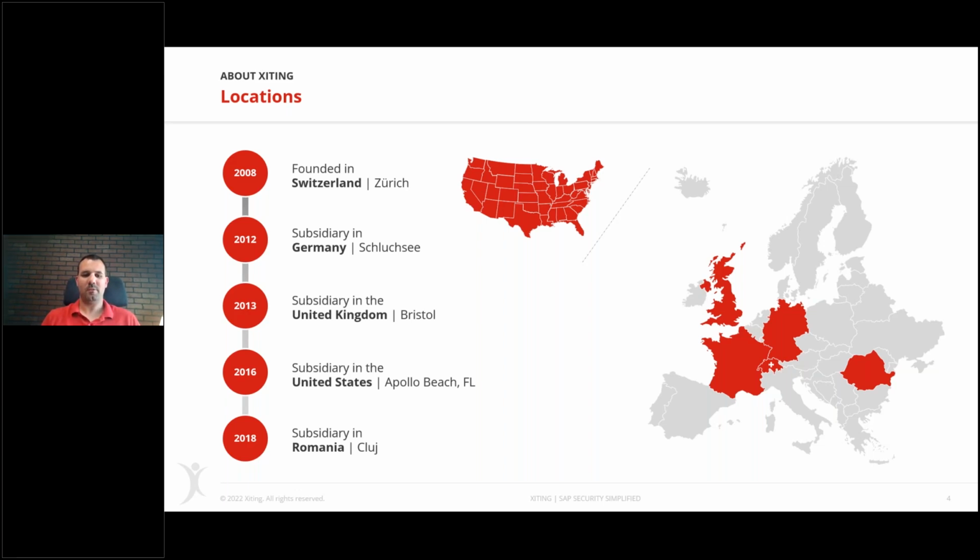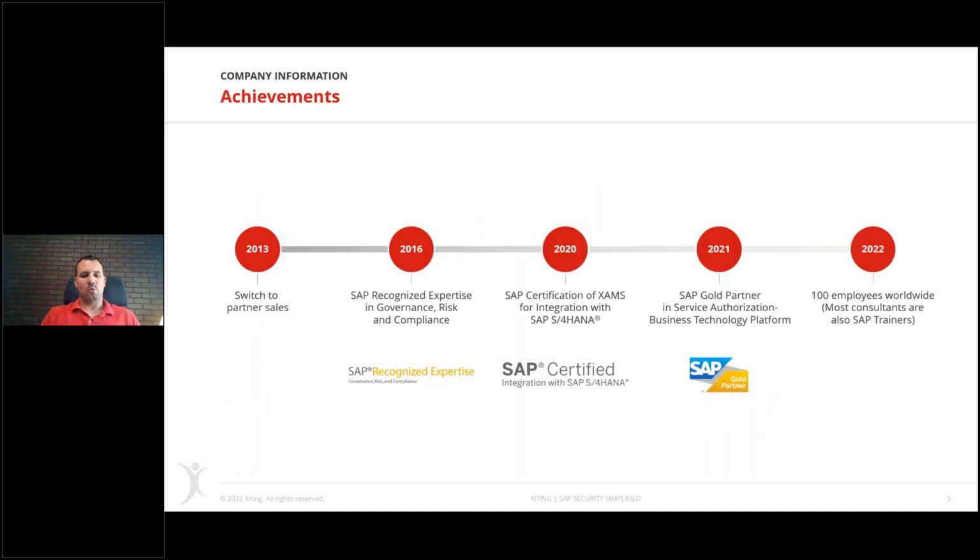We're a global company. We have over 100 employees with offices throughout Europe, and obviously also here in the United States. We're expanding into different markets as well. So we're a growing company, and security is in demand all over the world. We provide services and tools in the area of SAP security. We are an SAP Gold partner, and we have certifications for our tools.